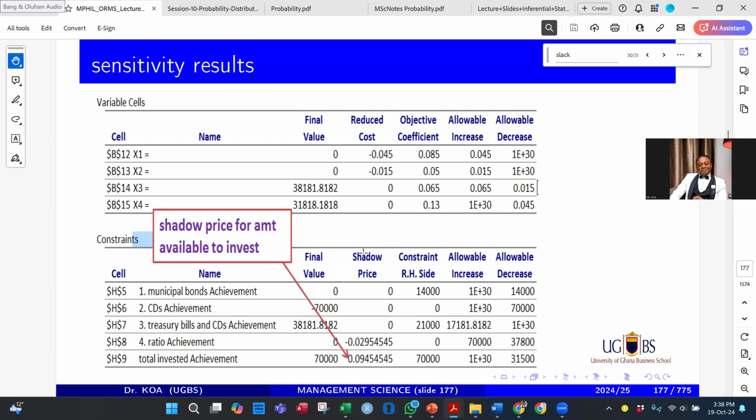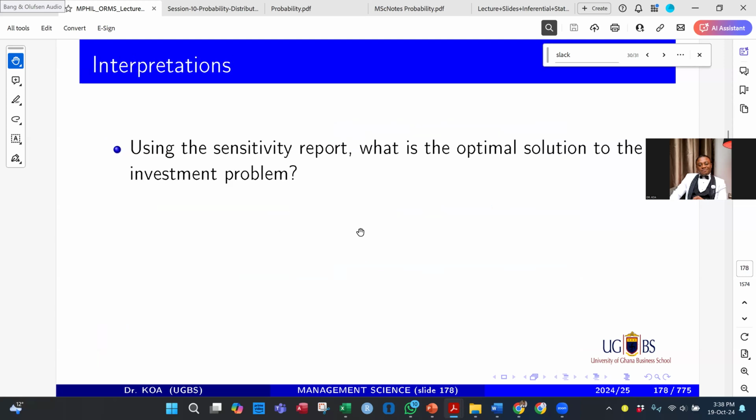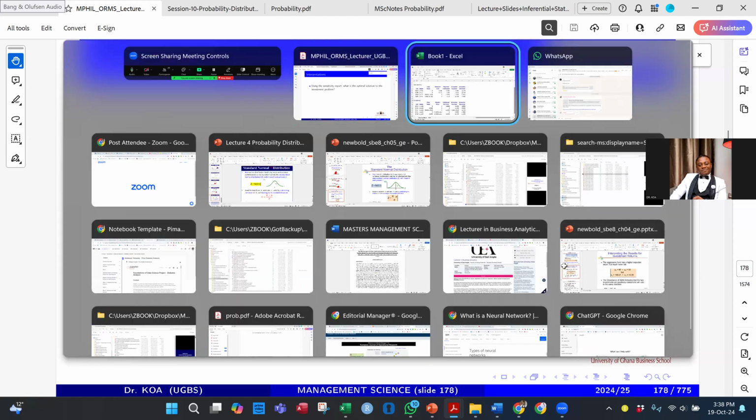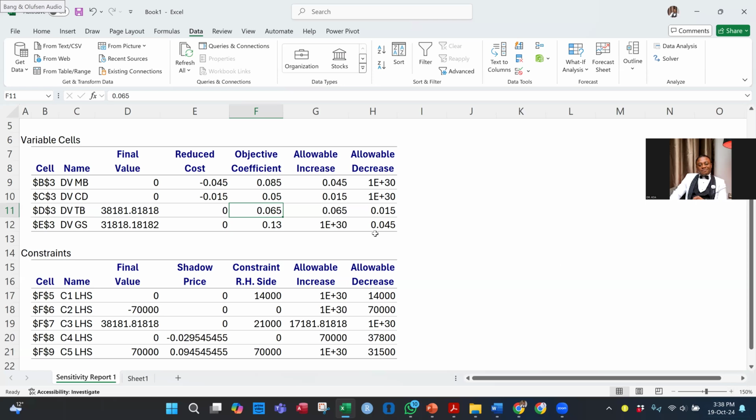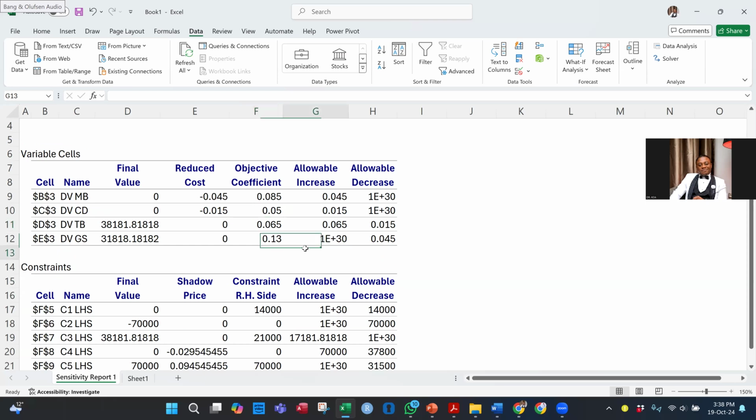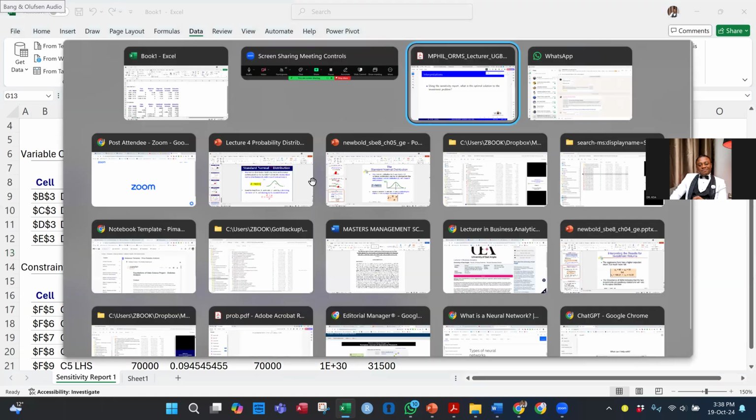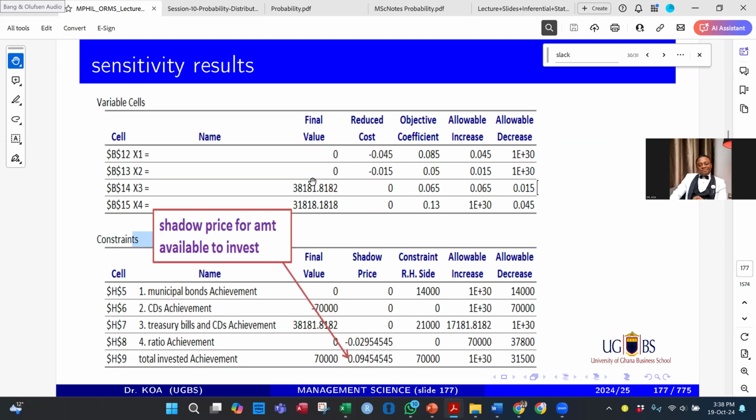Okay. Now, this is the result that we have. The first question, looking at the result, using the sensitivity report: what is the optimal solution to the investment problem? Who can raise a hand and tell me how you get the optimal solution to the investment problem? Where do you even get that answer?